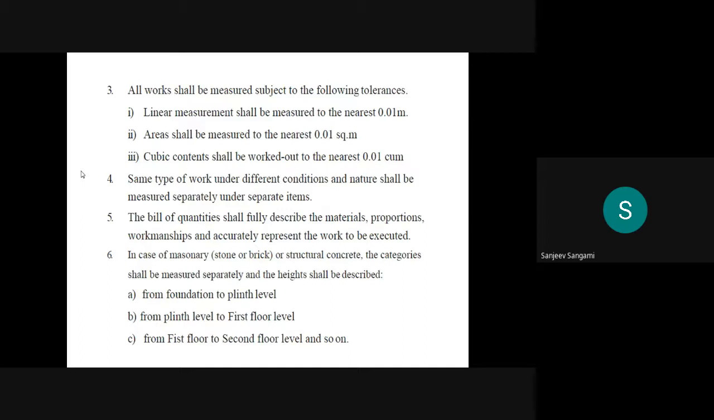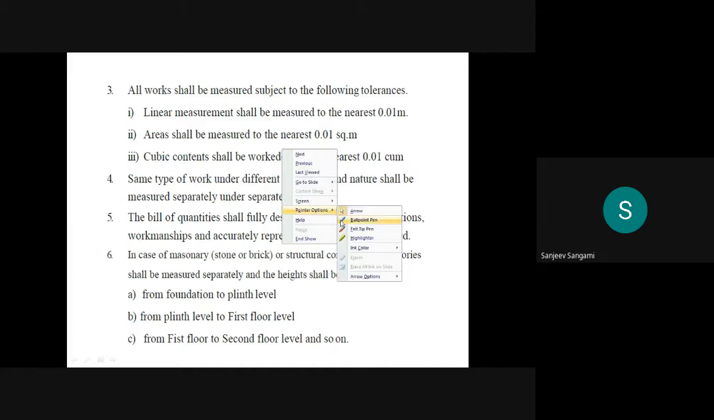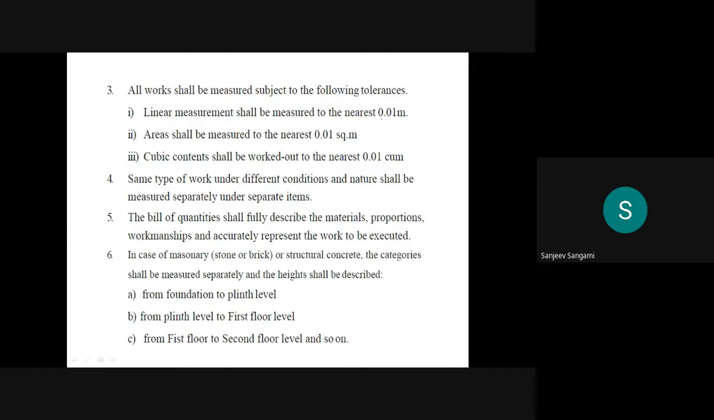Whenever you are doing it, let it be at the higher side. Always you have to prefer the higher side only. So first one, linear measurements shall be measured to the nearest 0.01 meters. What exactly are linear measurements? Linear measurements means L, B and H. If you are doing it, you approximate it to 0.01 meters.